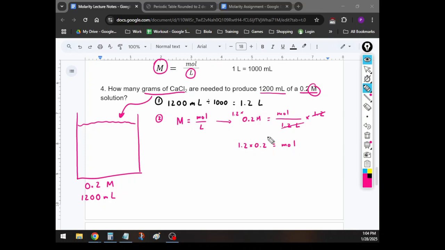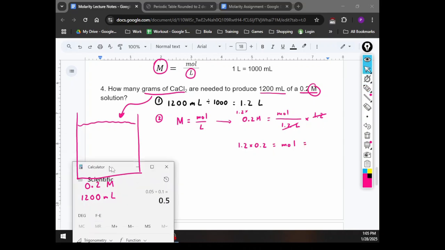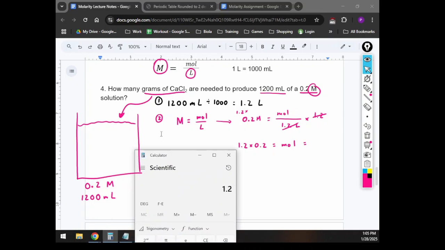Again, the reason we do that is so that we can cancel out the 1.2 that's connected to moles. We want to isolate moles on one side of the fraction. So we multiply by 1.2 on both sides to cancel it out. Okay, so you just multiply that. For your moles, we're going to plug it into our calculator. We're going to do 1.2 times 0.2.